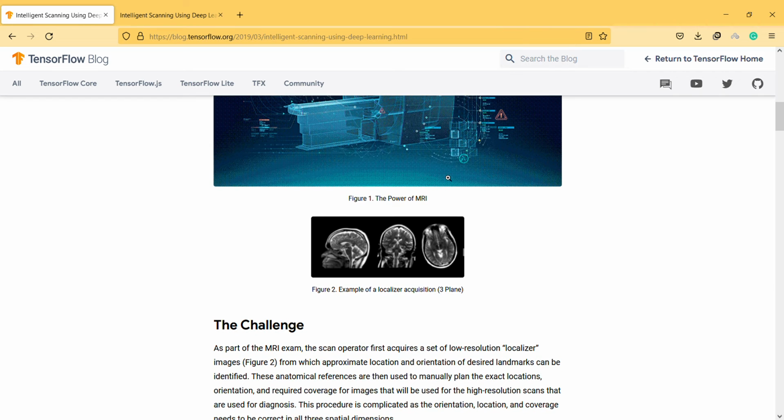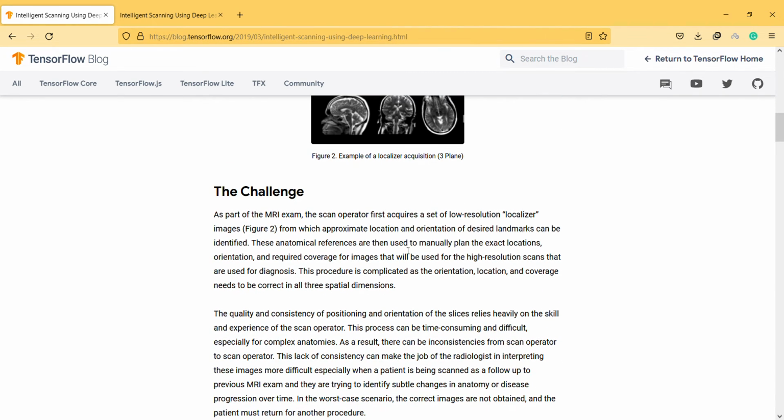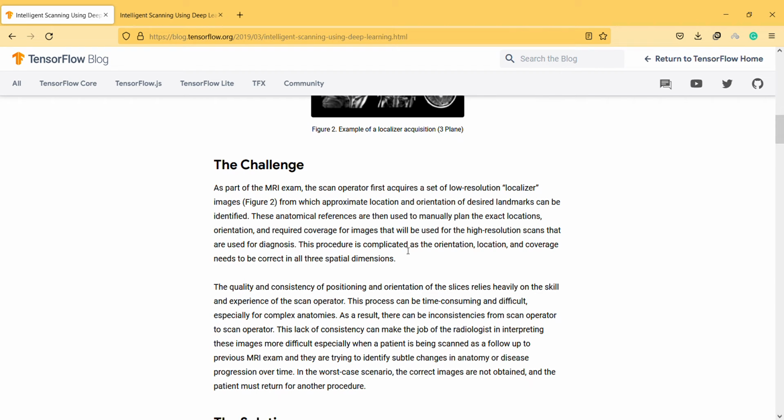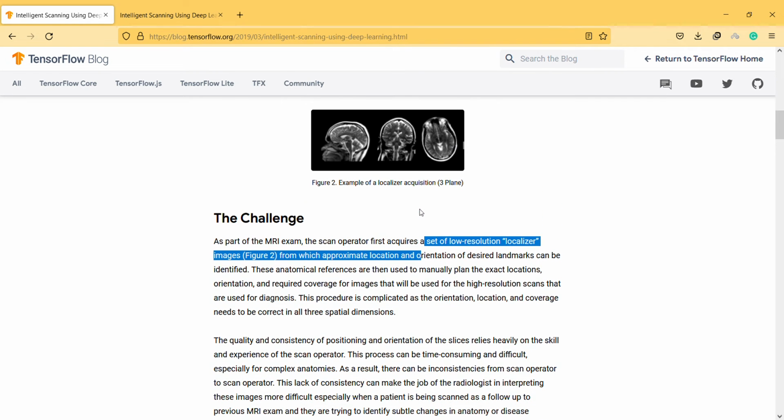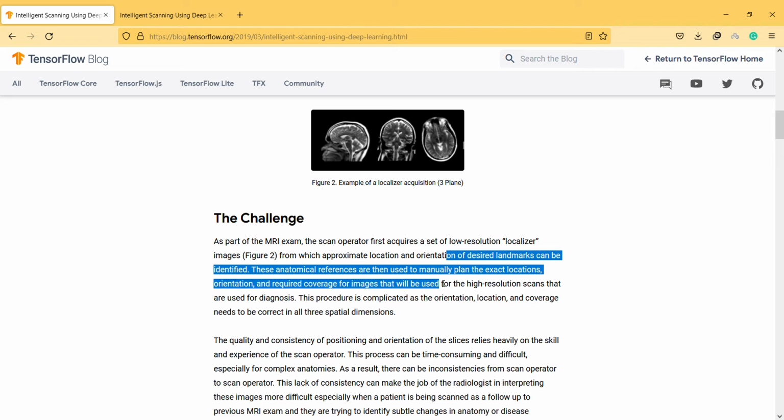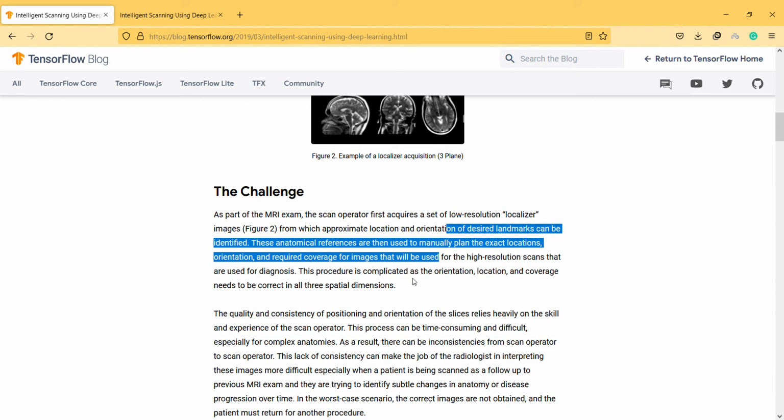Here you see an example of a localizer acquisition. As part of the MRI exam, the scan operator first acquires a set of low-resolution localizer images, like in figure 2, from which the approximate location and orientation of desired landmarks can be identified. These anatomical references are then used to manually plan the exact locations, orientation, and required coverage for the high-resolution scans that are used for diagnosis.